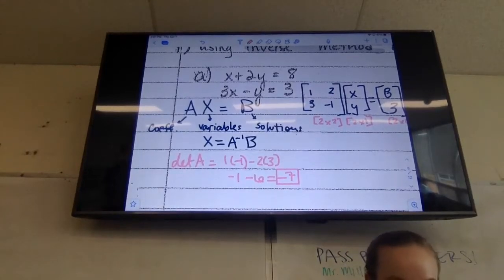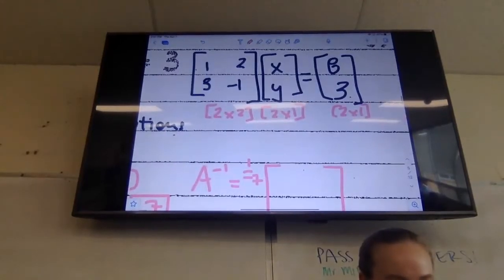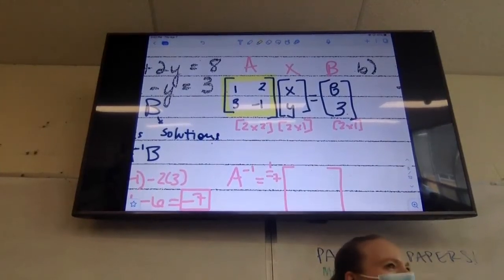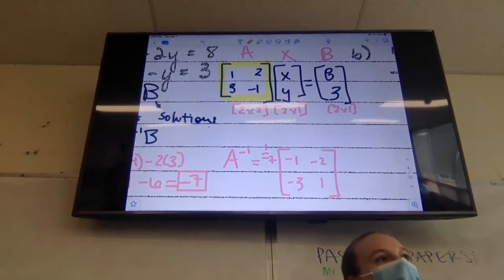Okay. Now, in order to do my inverse, I have to do 1 over -7 times my scrambled up matrix. How would I rewrite my matrix A? Oh, I didn't label these earlier. This is A, this is X, this is B. So I've only been talking about this matrix. How would I rewrite that to do my inverse of that? -1, -2, -3, 1.